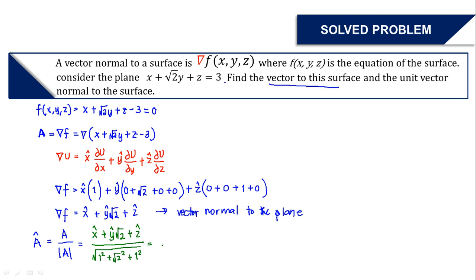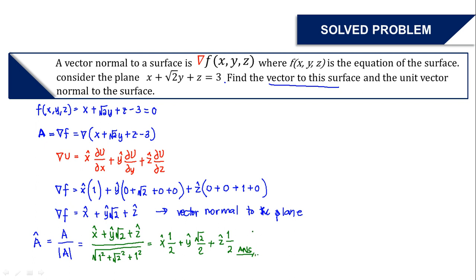So, ano na ang sagot natin? Final answer natin, dito kasi ang sagot natin is 1 plus 2 plus 1 is 4. So, square root of 4 is equal to 2. Kaya ang sagot natin dito, x hat, then ang kanyang component is 1 half, plus y hat, the square root of 2 over 2, plus z hat, 1 half.